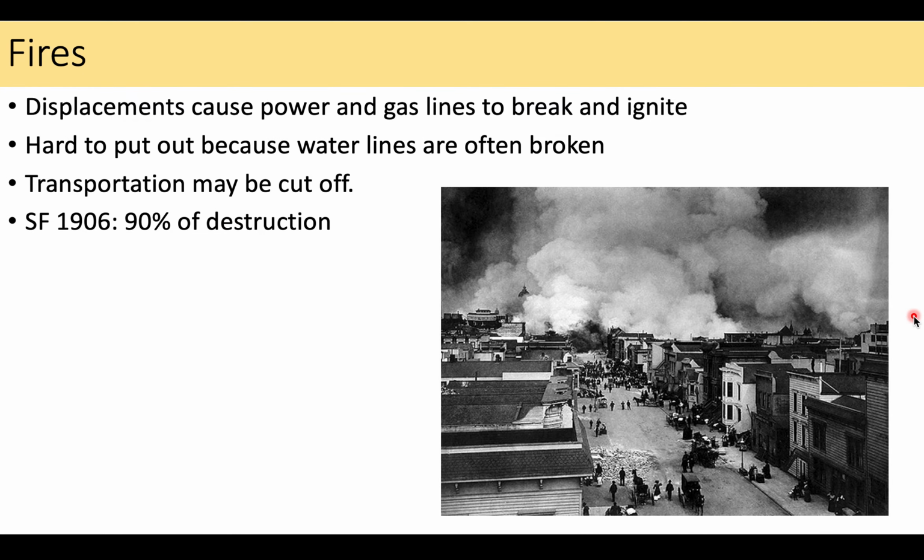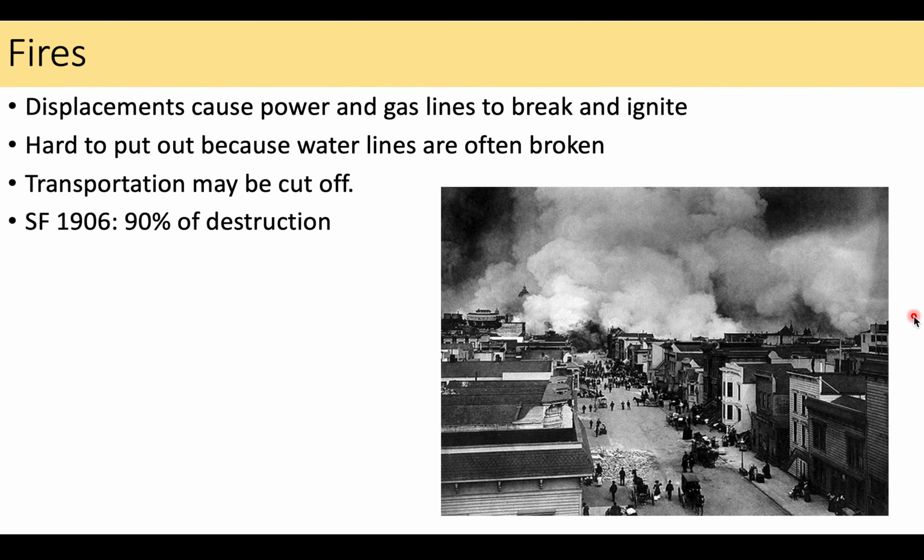And then there are also fires. Displacement can break pipes and break power lines and gas lines, which can cause the ignition of fires. This can then be extra hard to put out because the water lines are also broken and the roads are trapped, so the firefighters can't get from the station to the fire. So fires during the time of an earthquake can be incredibly dangerous.